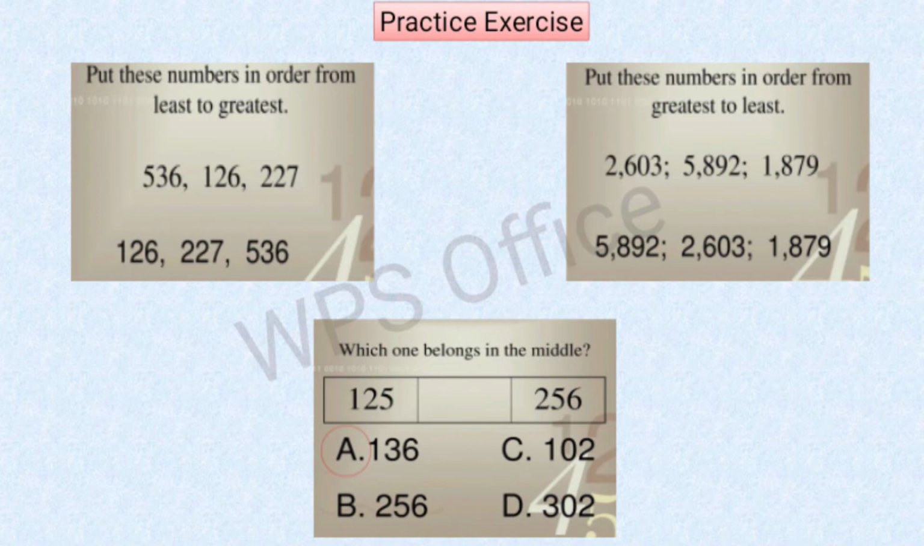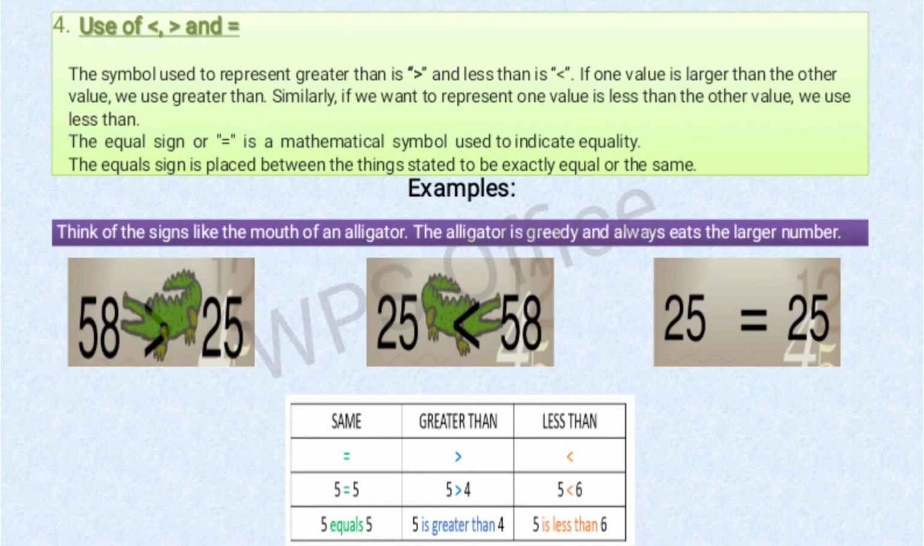Now let's see use of greater than, less than and equal to symbols. The symbol used to represent greater than is, and less than is, if one value is larger than the other value, we use greater than. Similarly, if we want to represent one value is less than other value, we use less than. The equal sign is a mathematical symbol used to indicate equality. The equal sign is placed between the things stated to be exactly equal or the same.